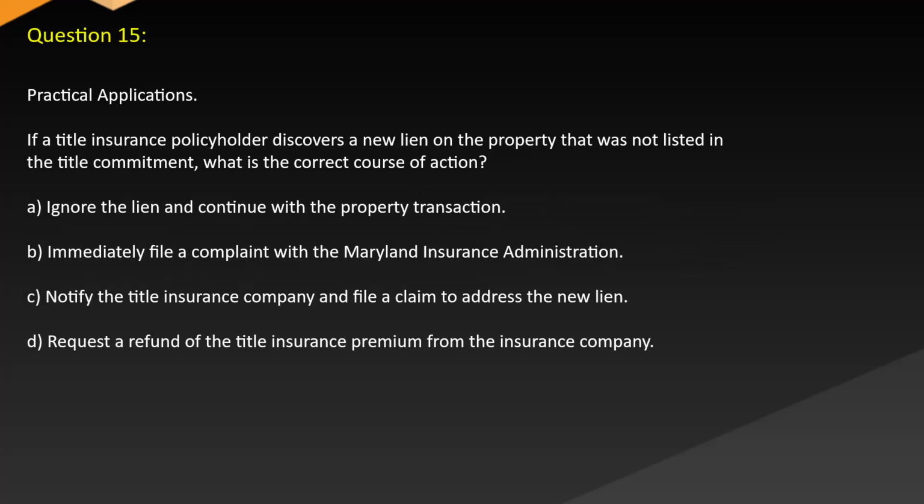Question 15. Practical applications. If a title insurance policyholder discovers a new lien on the property that was not listed in the title commitment, what is the correct course of action? A. Ignore the lien and continue with the property transaction. B. Immediately file a complaint with the Maryland Insurance Administration. C. Notify the title insurance company and file a claim to address the new lien. D. Request a refund of the title insurance premium from the insurance company.